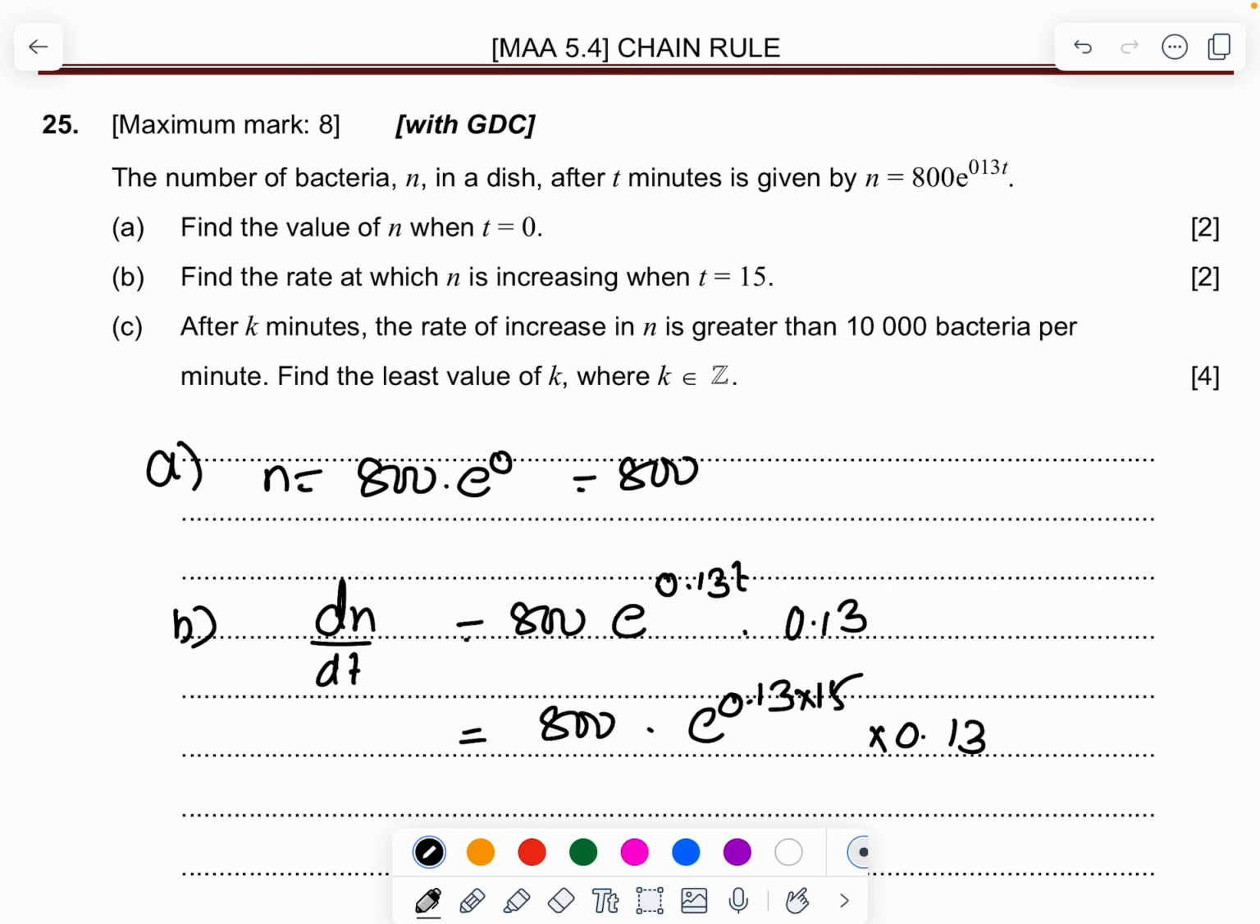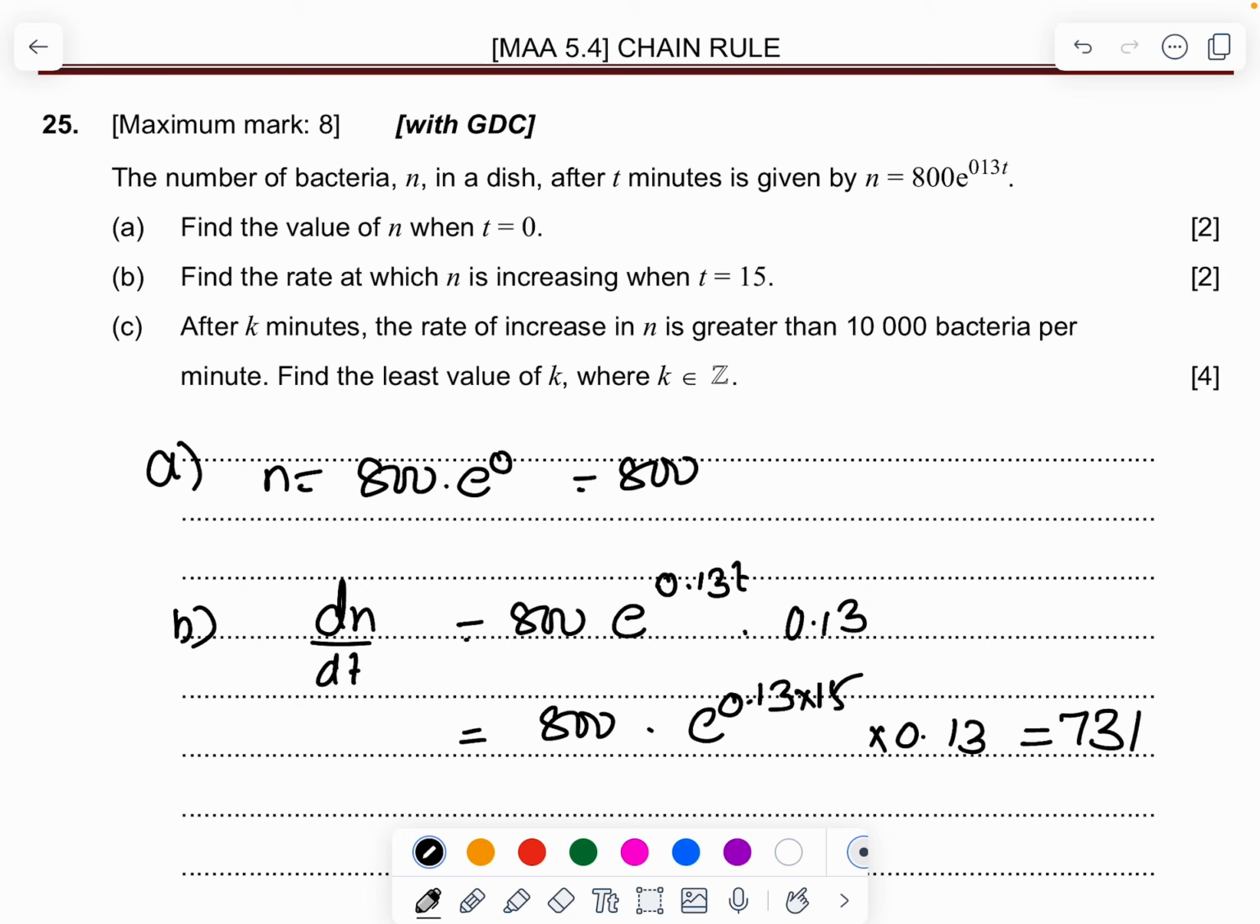So when I do that one, you can directly use the calculator and do. I am doing by chain rule. 800 times e to the power of 0.13 times 15, then times 0.13. When I do that, I will be getting it out as 731 in 3 significant figures.